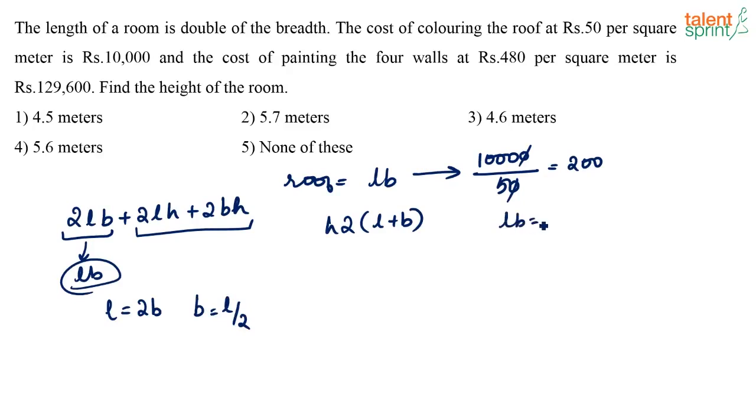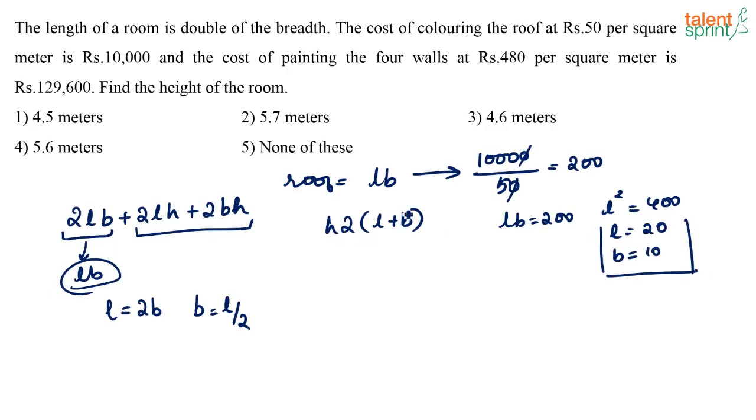See, I know LB is equal to 200. So I am putting B is equal to L by 2. What do I get? I get L squared is equal to 400, or L is equal to 20. So if L is 20, what is B? B is 10. So this we have already got. Now next, let us look at the walls.